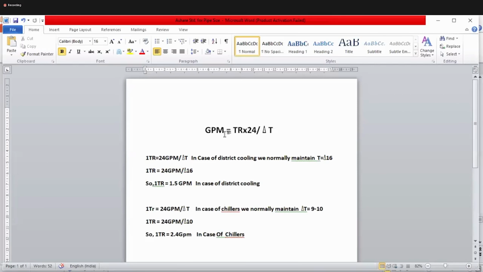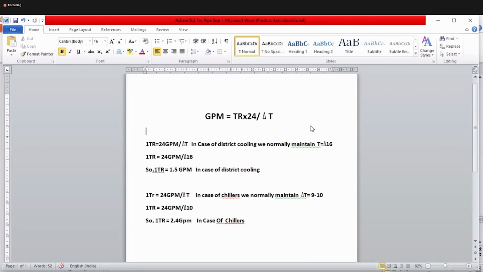Okay, so this is a formula for GPM, for the quantity of water required for the FCU. It's based on the tonnage. As we have calculated the tonnage, we can convert it into GPM, the total volume of water. So 1 ton, how much? 1 ton is 24 GPM divided by delta T. That is the formula.